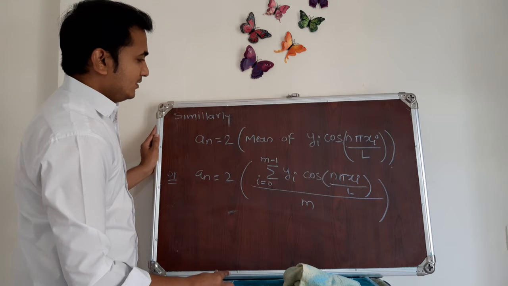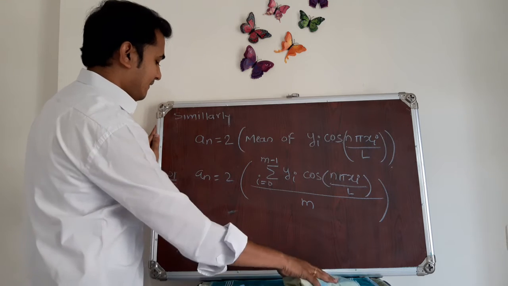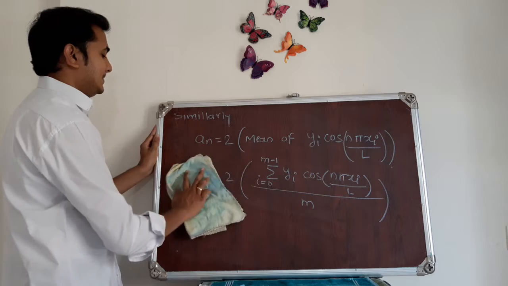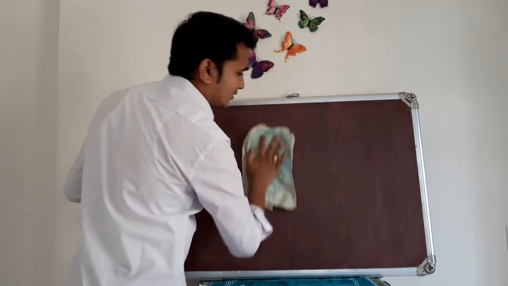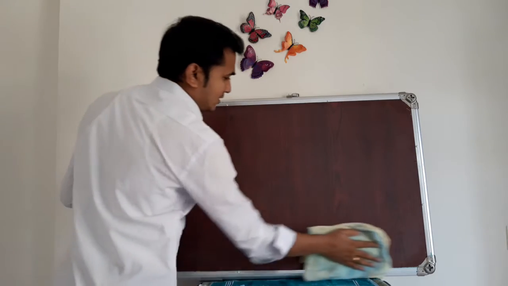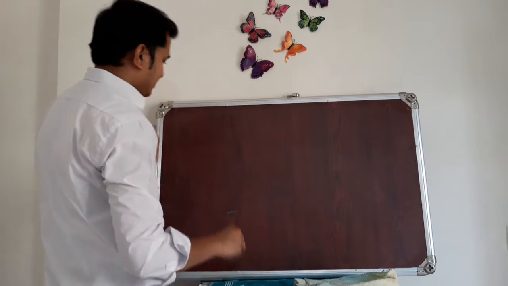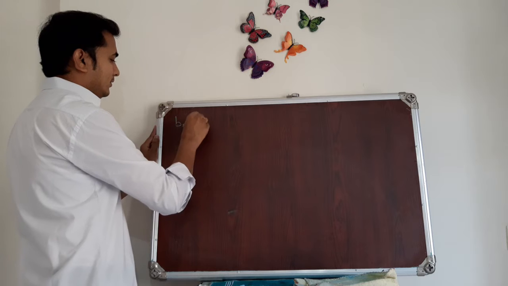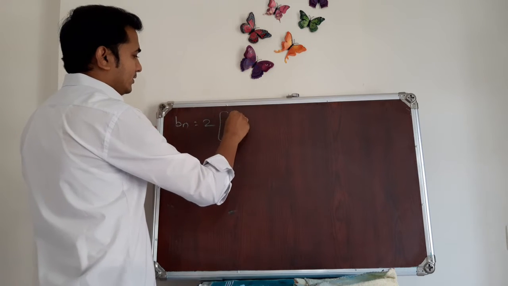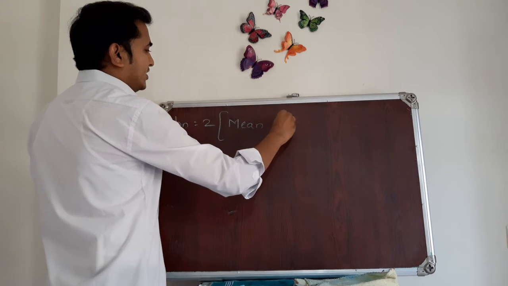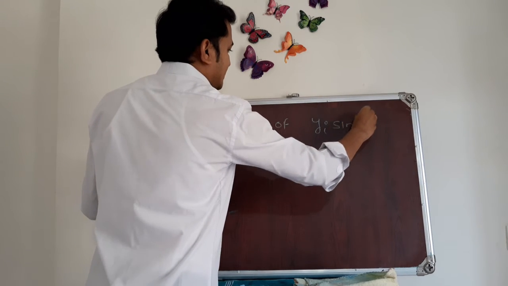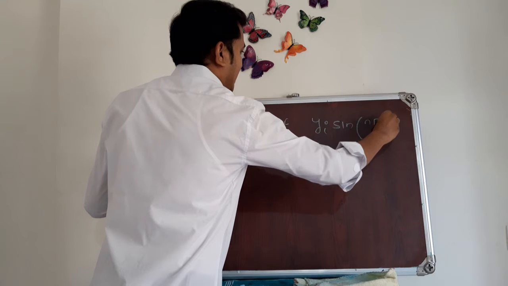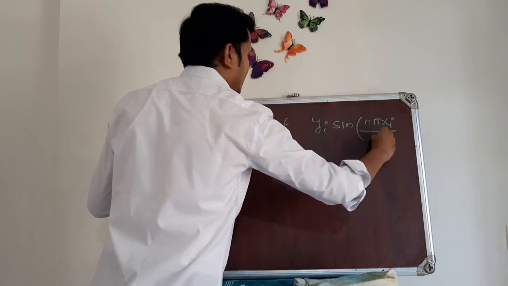Then bn will be 2 into mean of yi into sine n pi xi upon L.